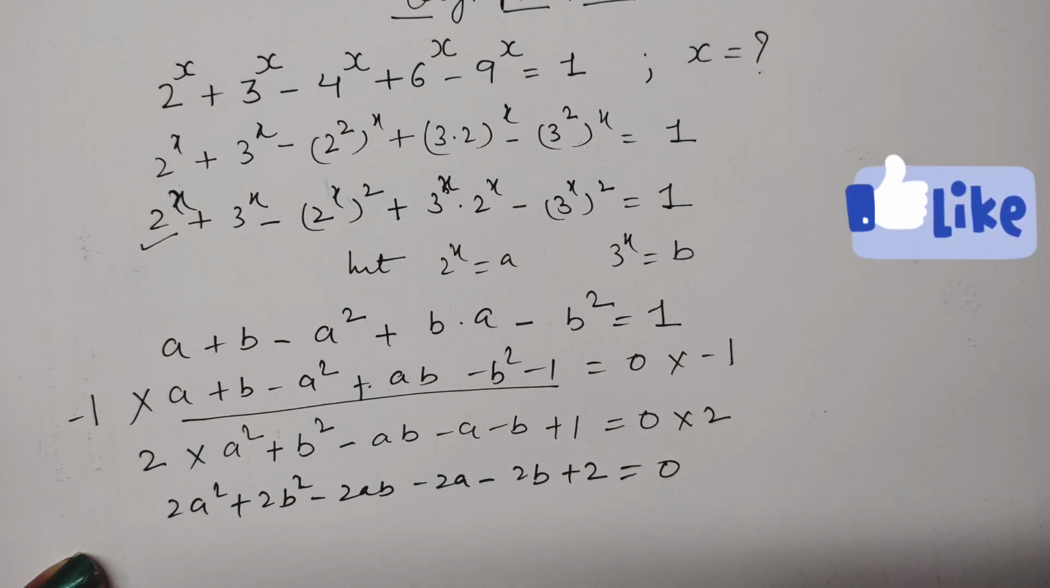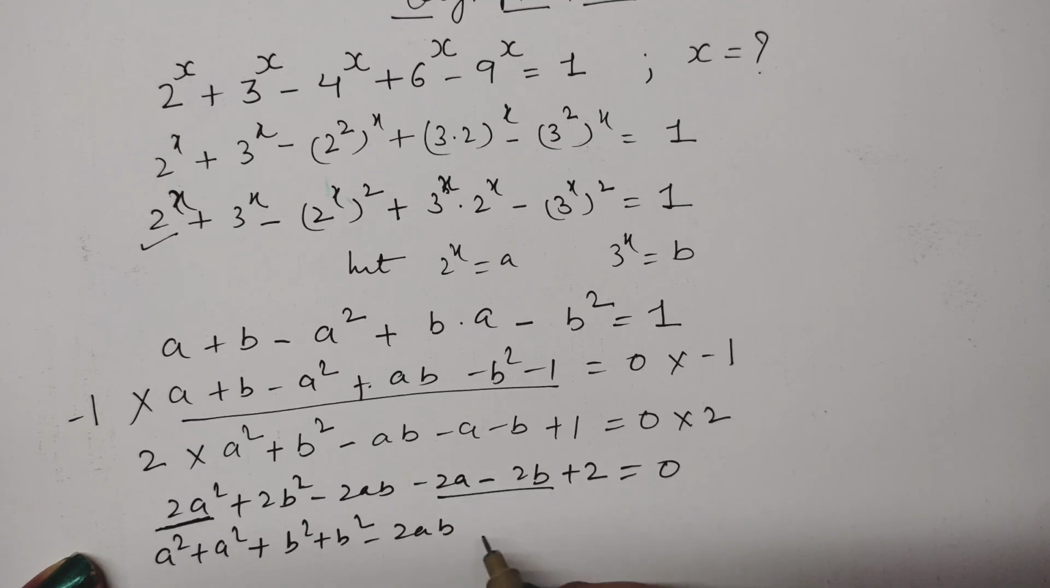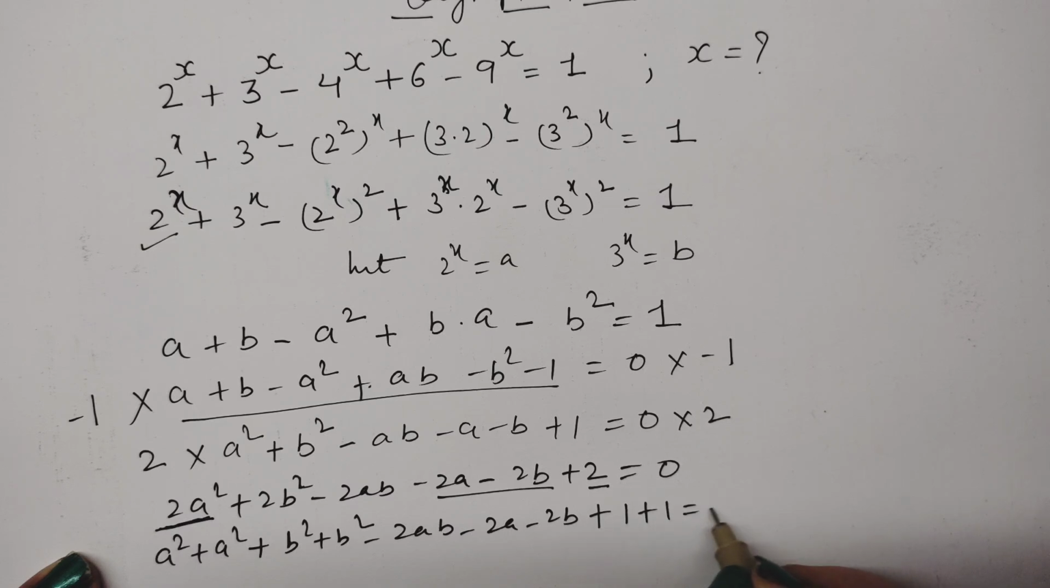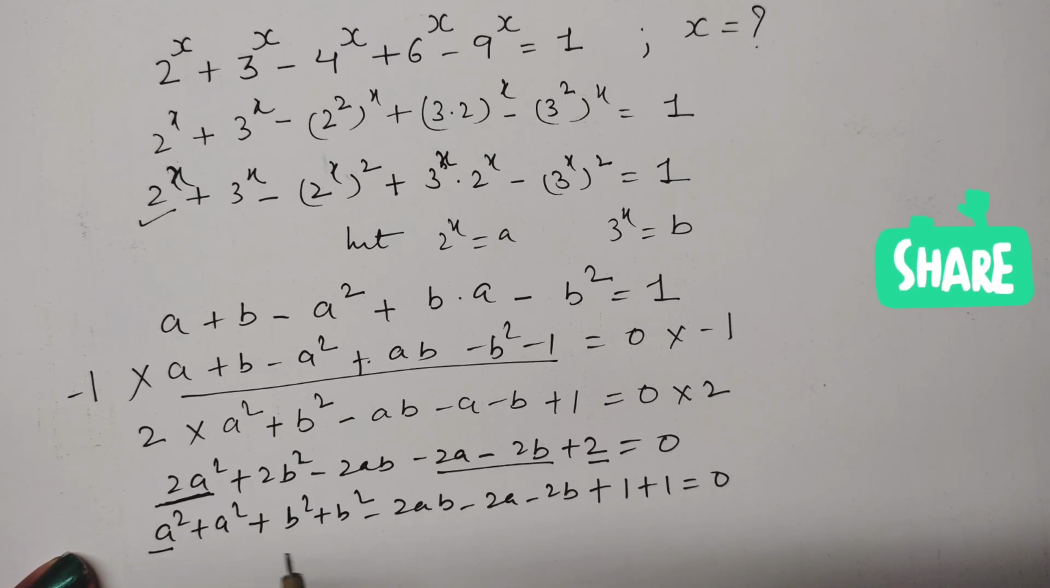Which is 0. Now we are using the identity. You can see this 2a square, can we split this square 2 times? a square plus a square, and 2b square we will write as b square plus b square, and this minus 2ab is as it is, and this minus 2a and minus 2b is as it is, and this 2 will also split into 1 plus 1. Now we are using the identities here: a square plus b square minus 2ab.